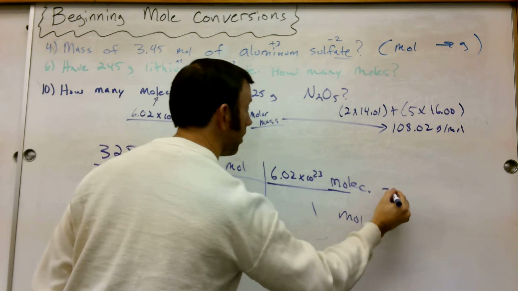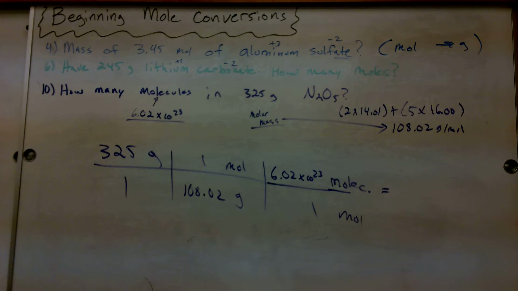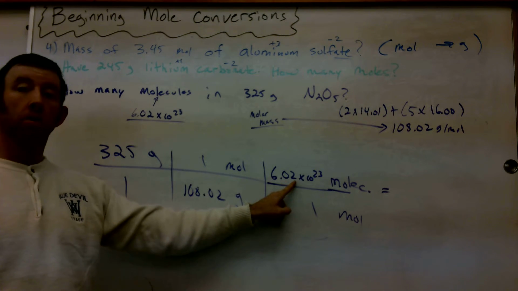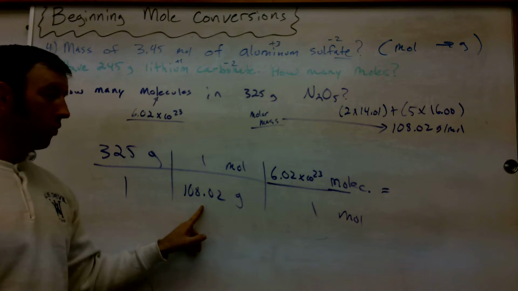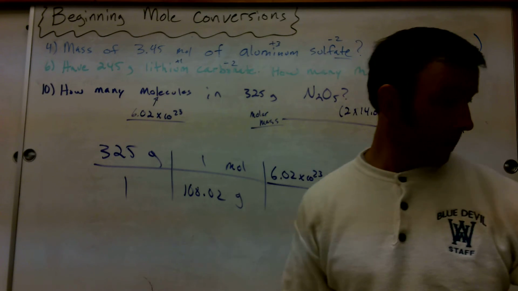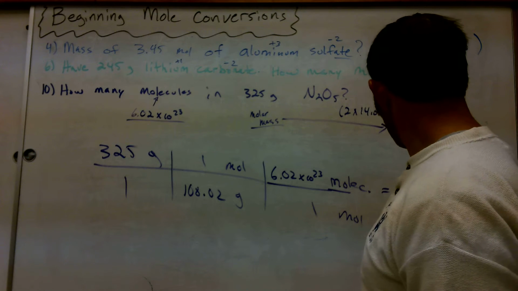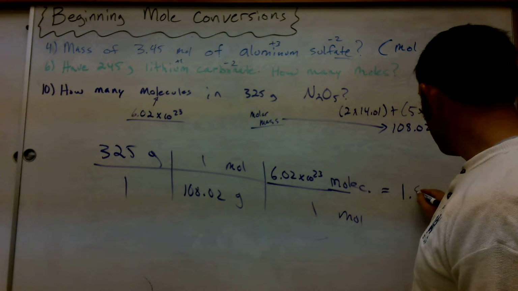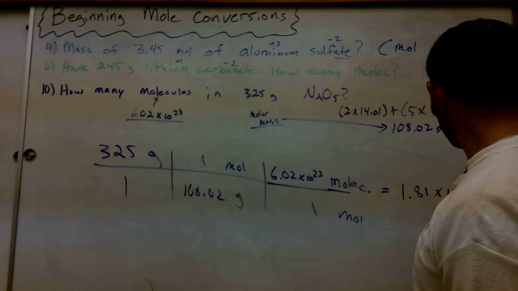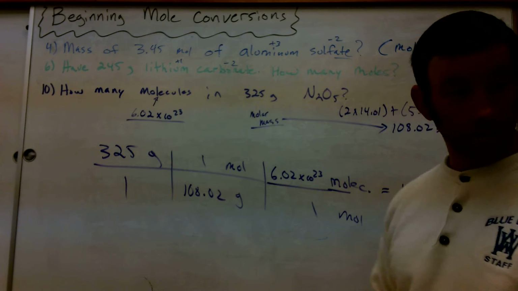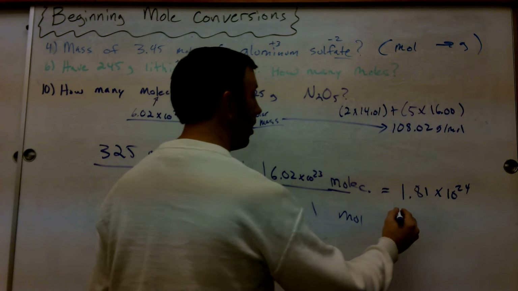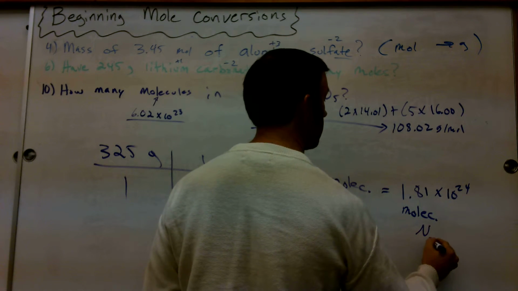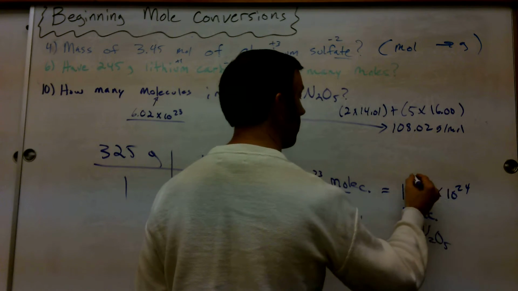So 325 times 6.02 times 10 to the 23rd, divided by 108.02. And when I get this, I should get 1.81 times 10 to the 24th molecules of N2O5.